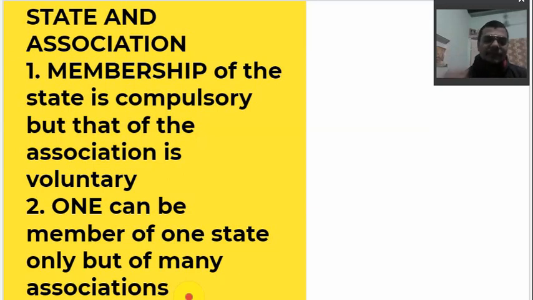You can be a member of more than one group. You can be a religious group member as well. But in the case of the state, you can only be a member of one state at a time. In order to become a member of some other state, you have to relinquish your membership of your previous state. But in the case of an association, you can become a member of as many associations as you want. There are no such limitations in the case of association. I think that's also quite easy for you to grasp.